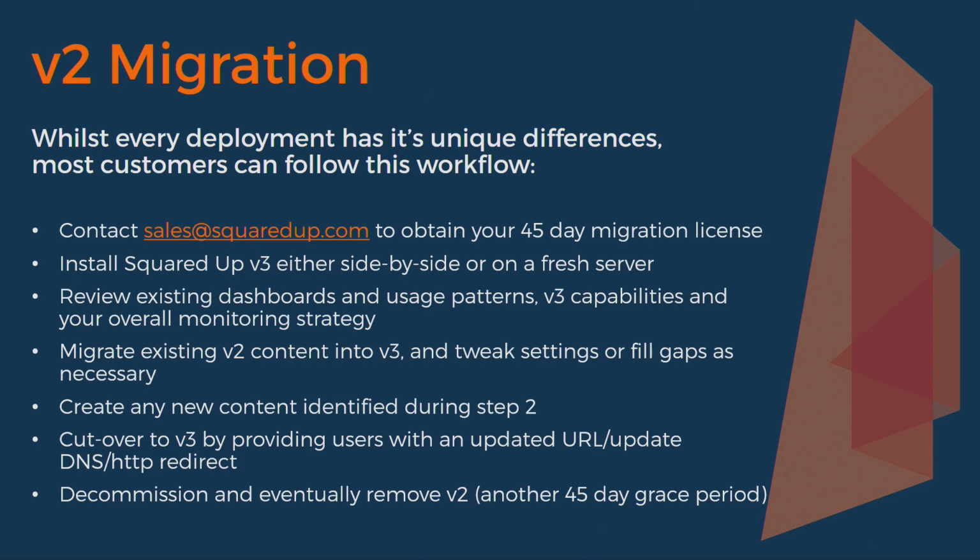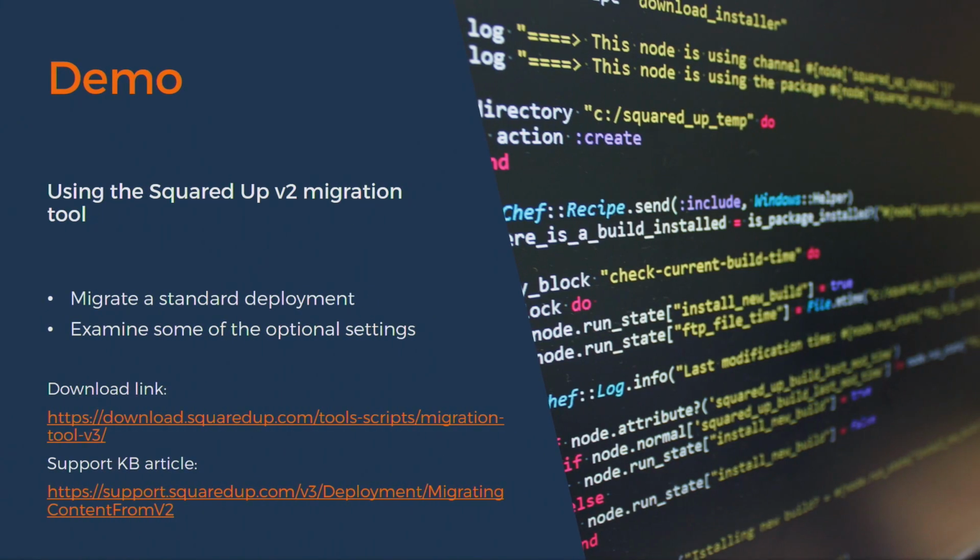So that's a lot of talking. Let's actually do a migration. We've got some demos here on using the migration tool, right? Yep. So we're going to see two demos. One's the standard base deployment, migrating from the default Squared Up V2 directory into a default V3 directory. Cool, and then we're going to look at some of the extra optional stuff as well.